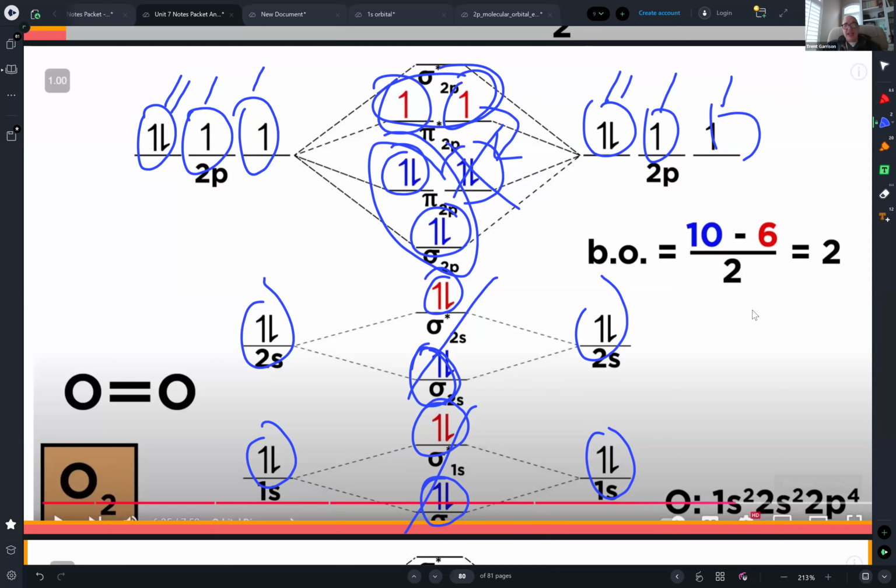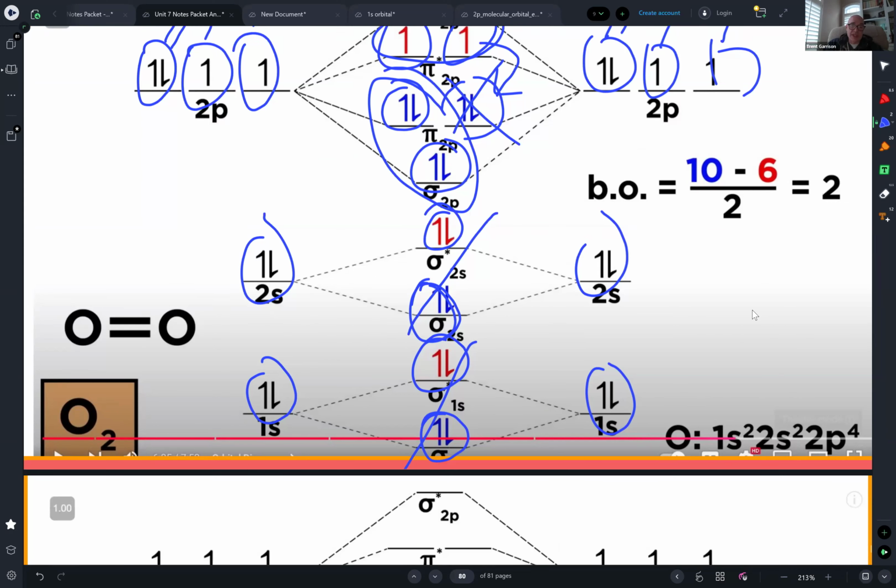Okay. So for the bond order, I have 10 bonding electrons minus the 6 antibonding electrons. So count the number of blues and you get 10. Count the number of reds, you get 6. Divide it by 2. So that was 4 divided by 2, and that equals 2. Okay, so that's our bond order with this.